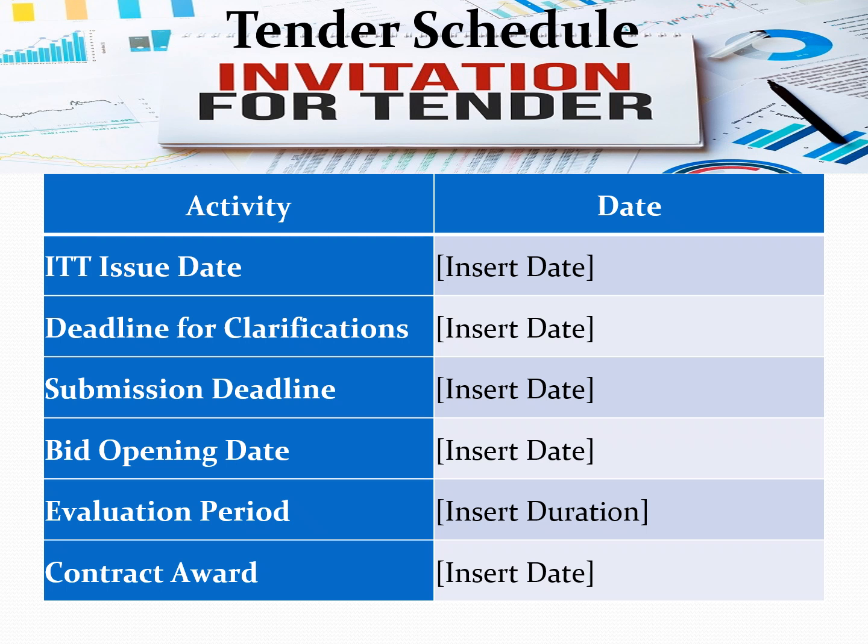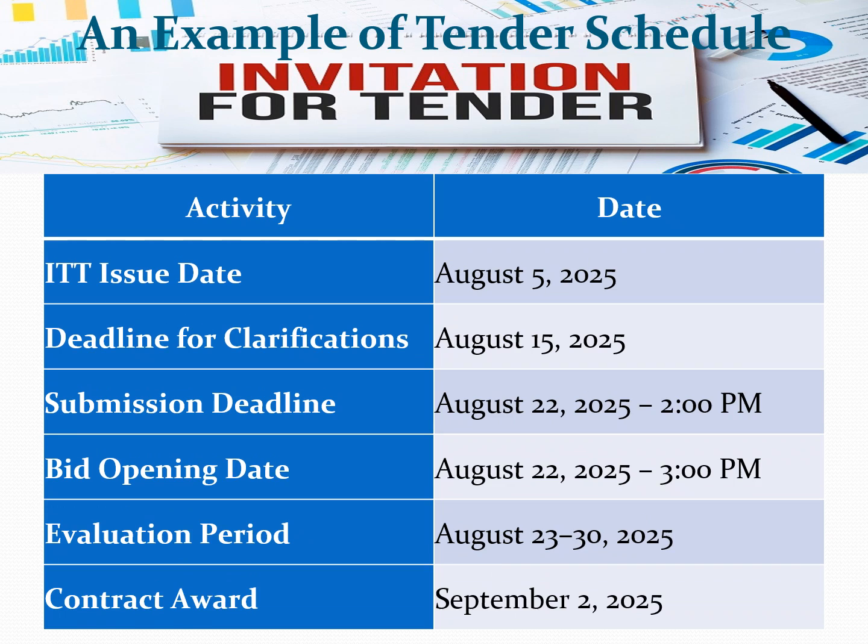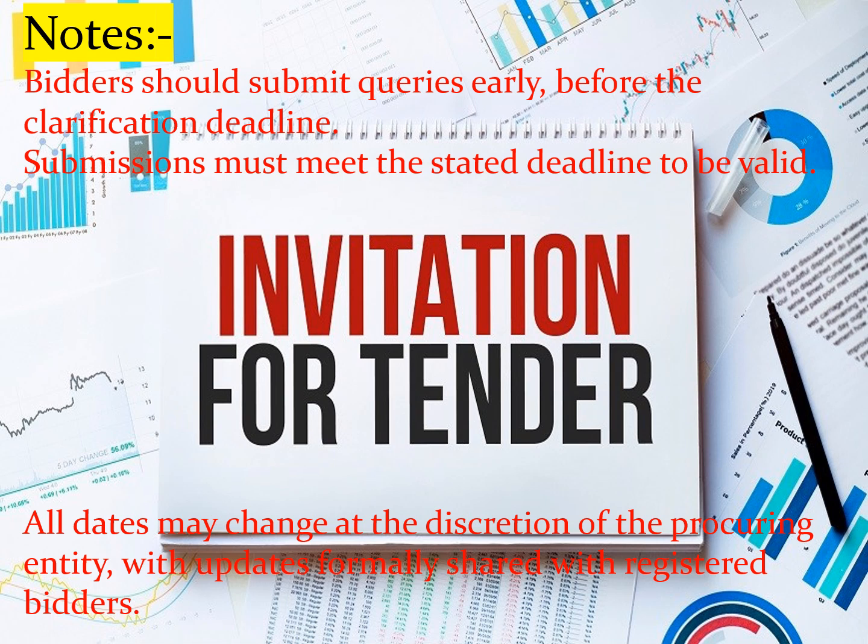ITT also includes tender schedule including issue date, deadline for clarification, submission deadline, date and time, bid opening date, date and time, evaluation period, duration of evaluation dates, and contract award date. An example of tender schedule. Also make notes of these that bidders should submit queries early, before the clarification deadline. Submissions must meet the stated deadline to be valid. All dates may change at the discretion of the procuring entity, with updates formally shared with registered bidders.